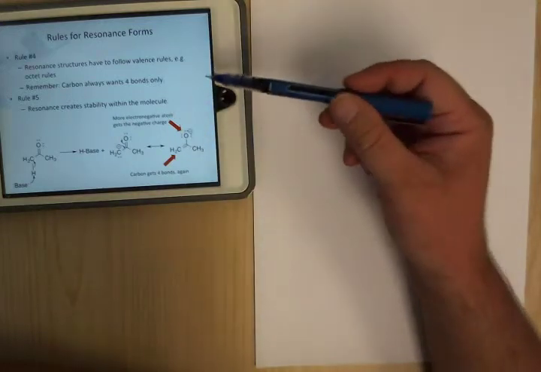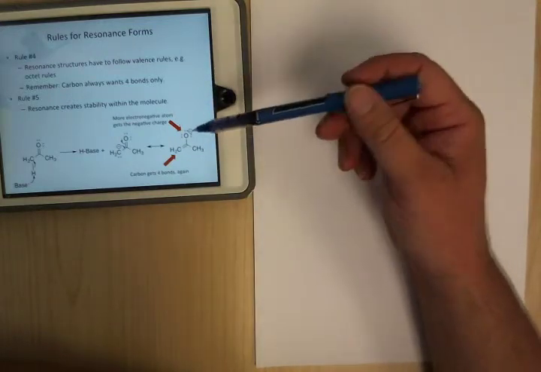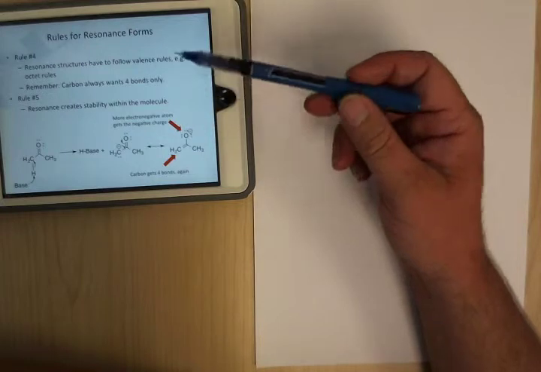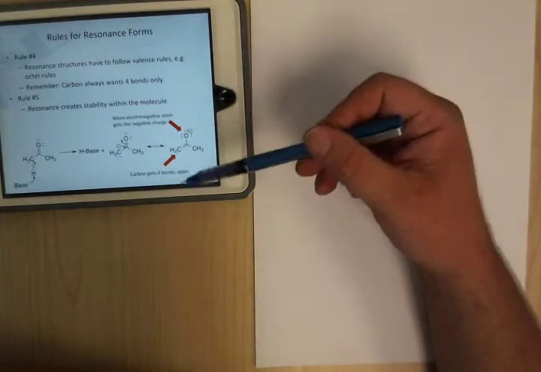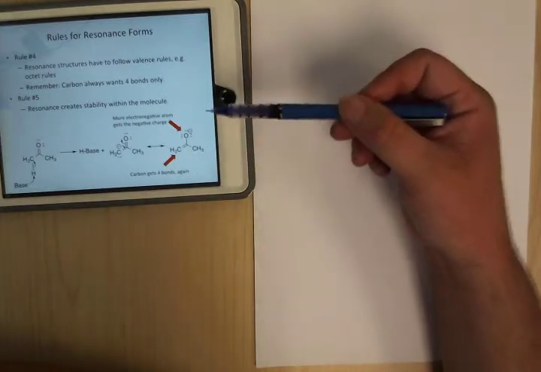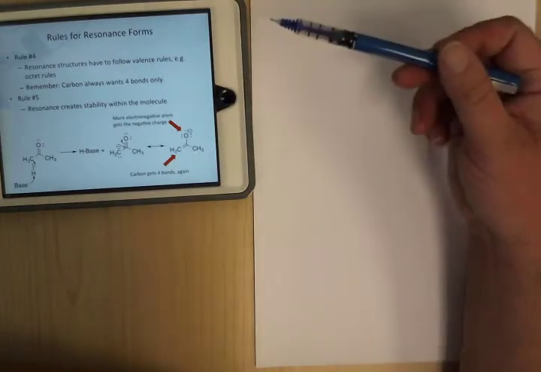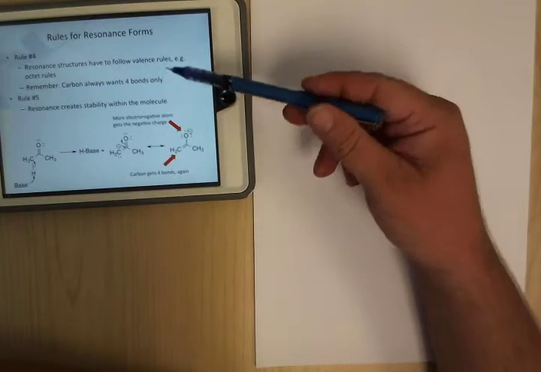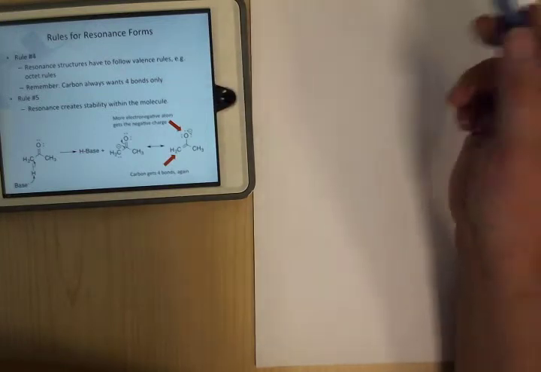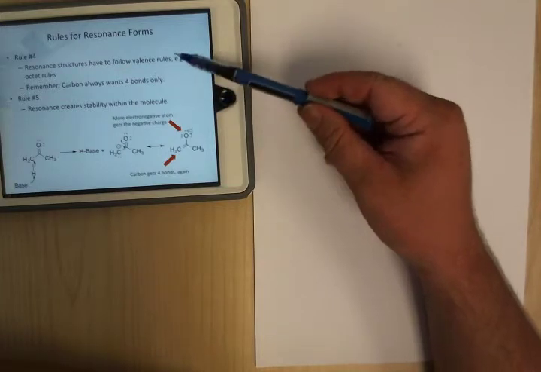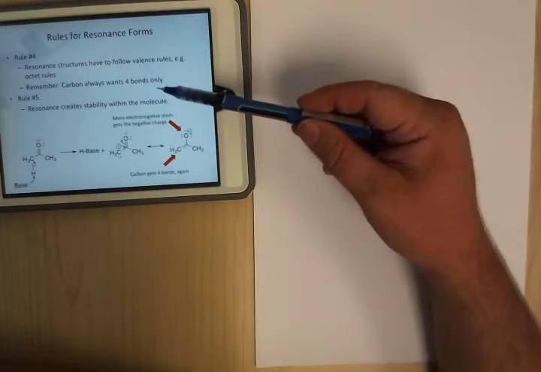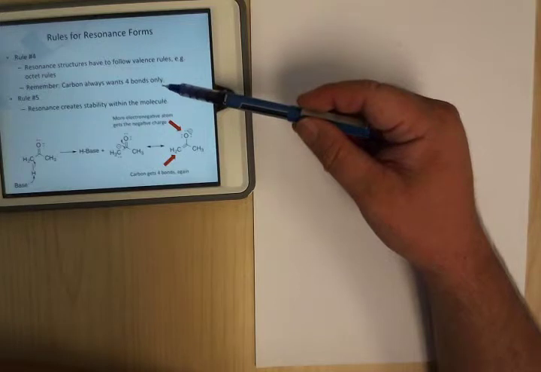Don't forget that your resonance structure cannot violate the valence rules. Carbon cannot have more than 4 bonds. It can have 1, 2, 3, or 4, but it cannot have 5 or beyond. You can't go above the octet rule for most atoms, particularly carbon. So be careful. Don't put that 5th bond onto carbon.